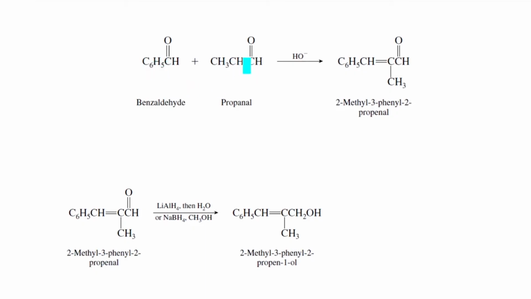So this is the enolate that's going to be produced. And then the enolate reacts with benzaldehyde to give you this product. And now to get from this aldehyde to the alcohol, you can propose lithium aluminum hydride. Of course, you need to work it up with water after that and give you the product. Or you can also propose sodium borohydride and methanol to give you this product.